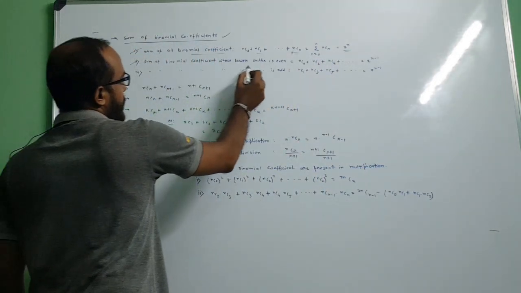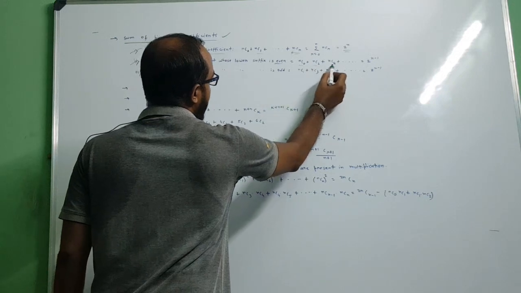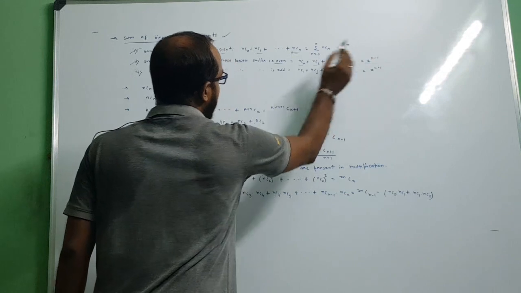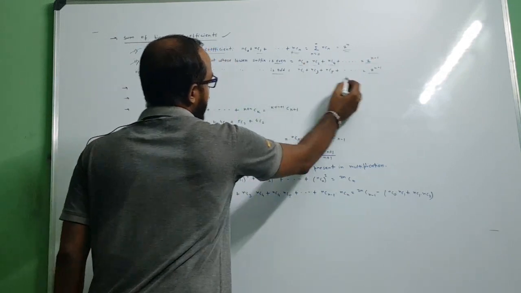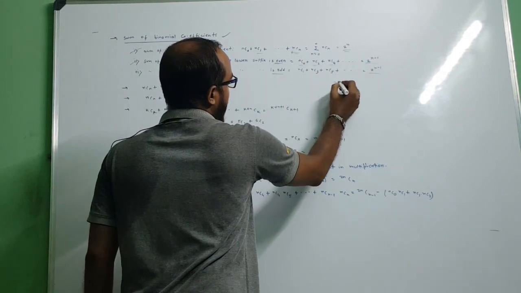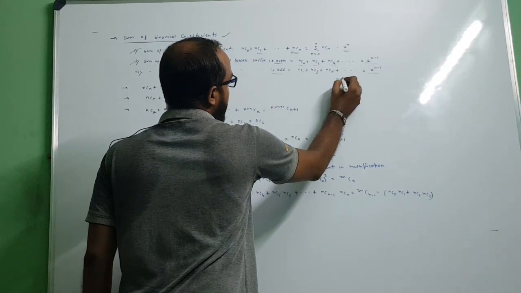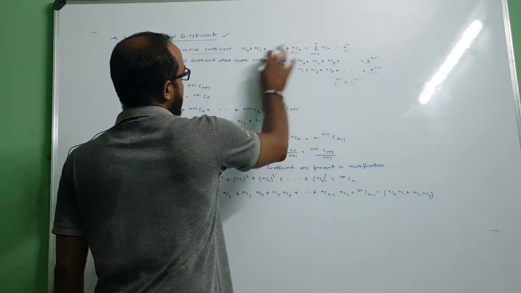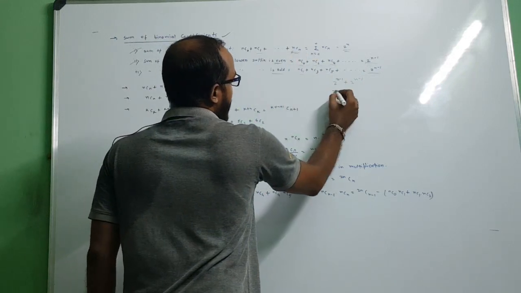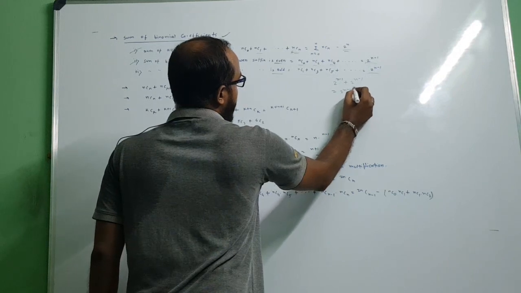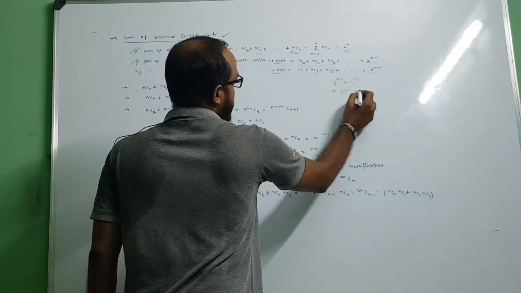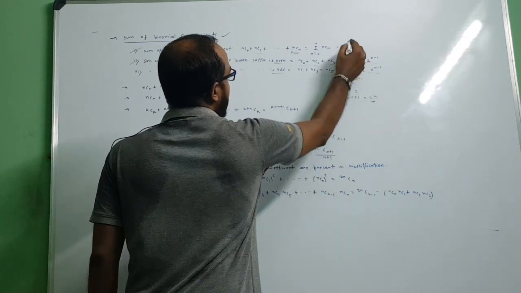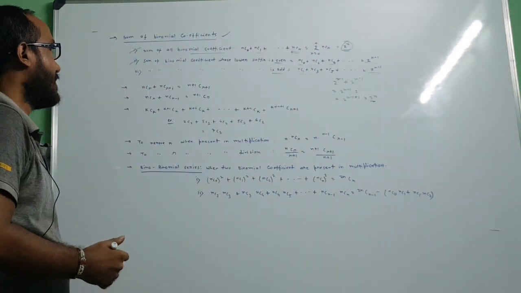The sum of binomial coefficients whose lower suffix is even, that means coefficients of even suffix, is 2 to the power n minus 1, and the sum with odd suffix is also 2 to the power n minus 1. If you add these two terms, you will get the whole series. 2 to the power n minus 1 gets common, 1 plus 1 is 2, that means 2 into 2 to the power n minus 1, that is 2 to the power n. You will get 2 to the power n.